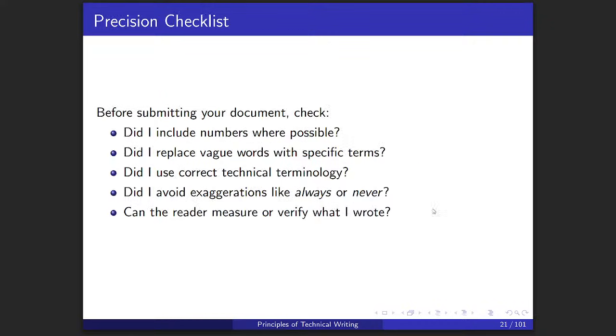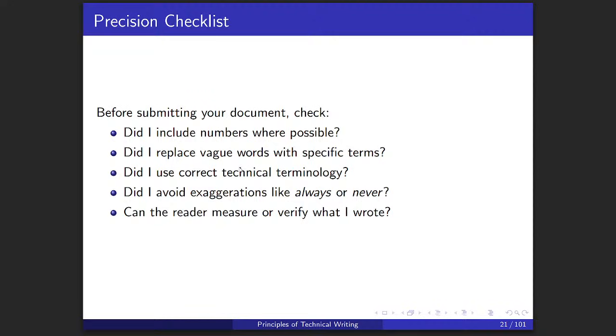Now, the precision checklist. If you want precision, these are the things you need to address. These are the questions you need to ask. Did I include numbers where possible? Even for high temperature, you need to include 90 degrees. So in these terminologies, did you include the numbers or not? You need to cross-check it.